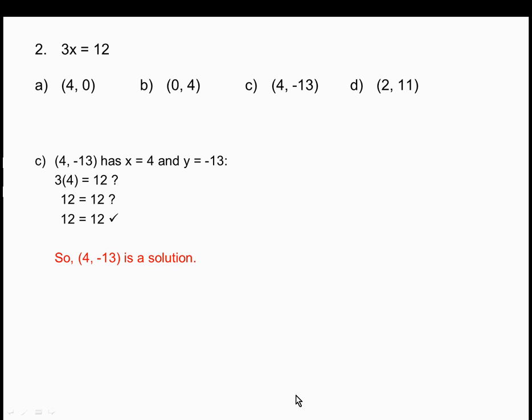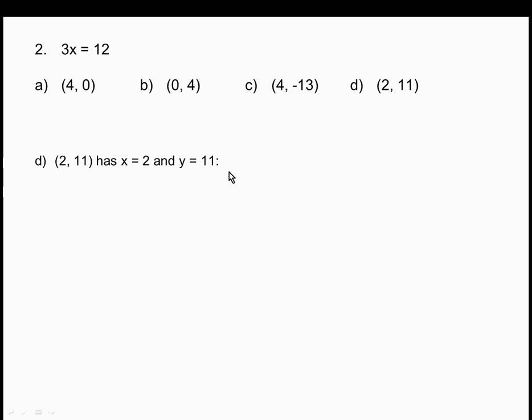And lastly, (2, 11). x is 2, y is 11. The 11 doesn't go anywhere. Replace the x with 2. 3 times 2 equals 12. I doubt it. 6 equals 12. I don't think so. So it's not a solution. Okay, so you just plug it in and see if it works.